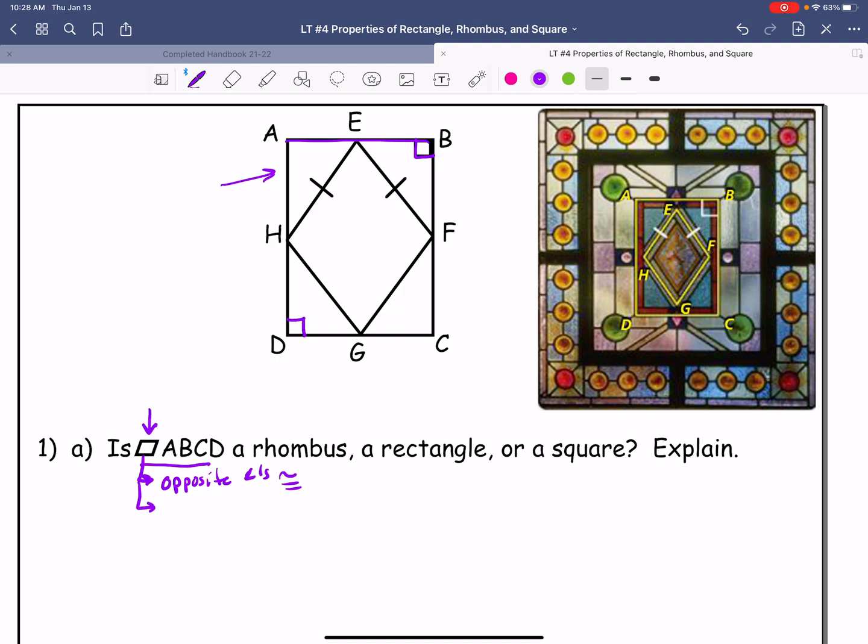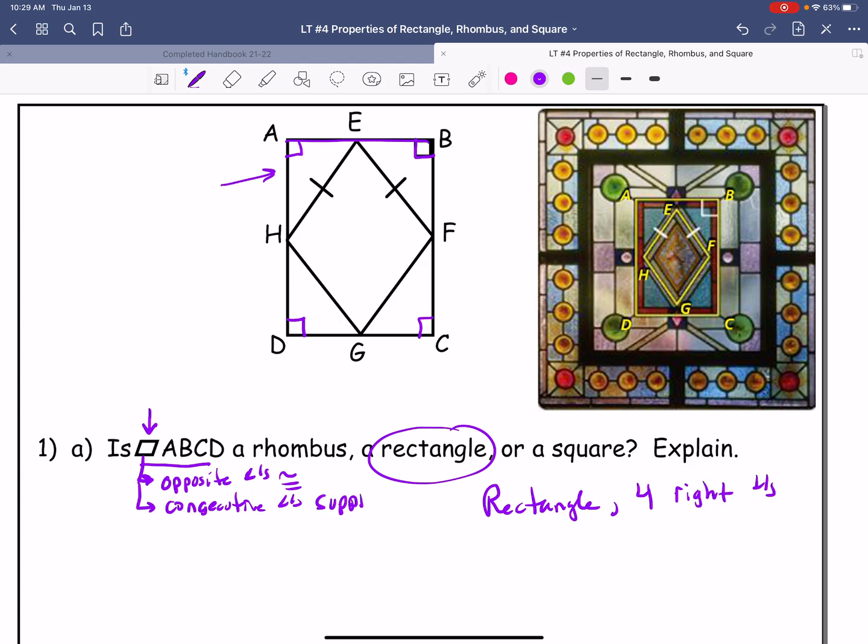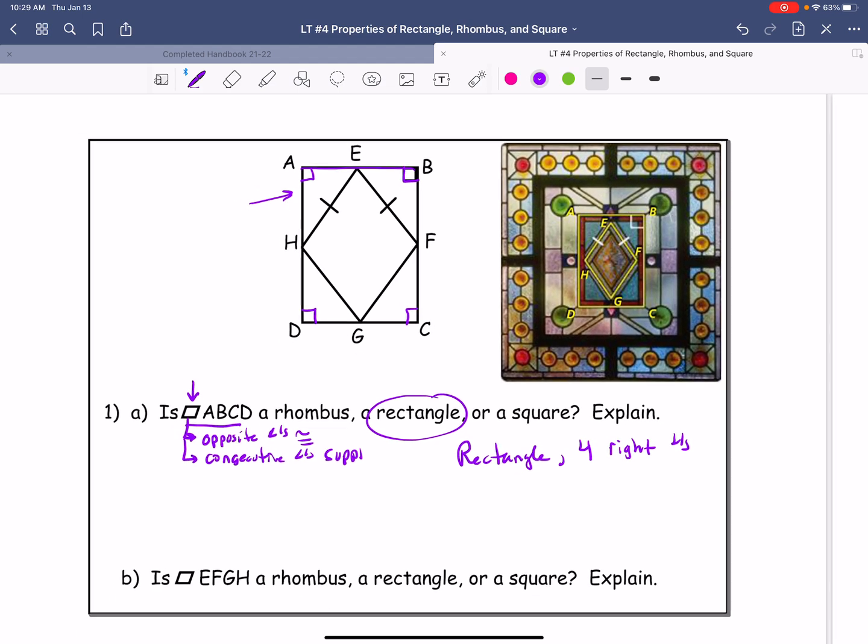We also know that consecutive angles are supplementary. So if D is 90, then C has to be 90 because they add up to be 180. Same thing for A. So what we know about A, B, C, D is that they all have 90-degree angles. Therefore, we say that this is a rectangle because there are 4 right angles. Now, you might say, could we say it's a square? We're not able to prove anything about the sides, so no, we cannot say it's a square.